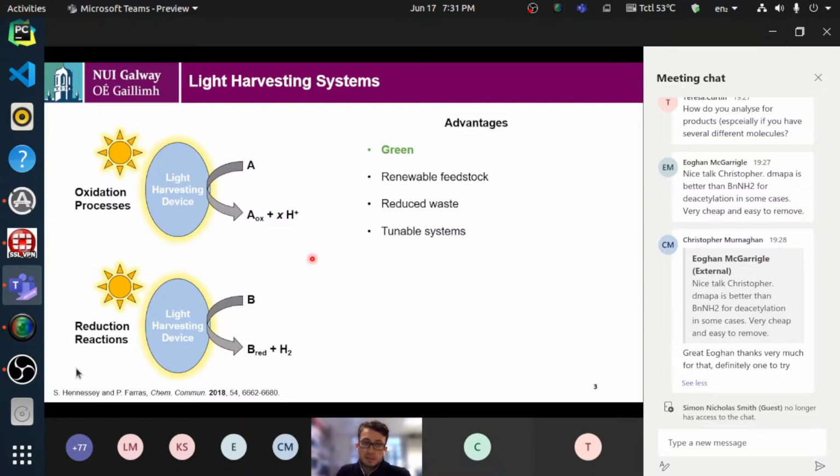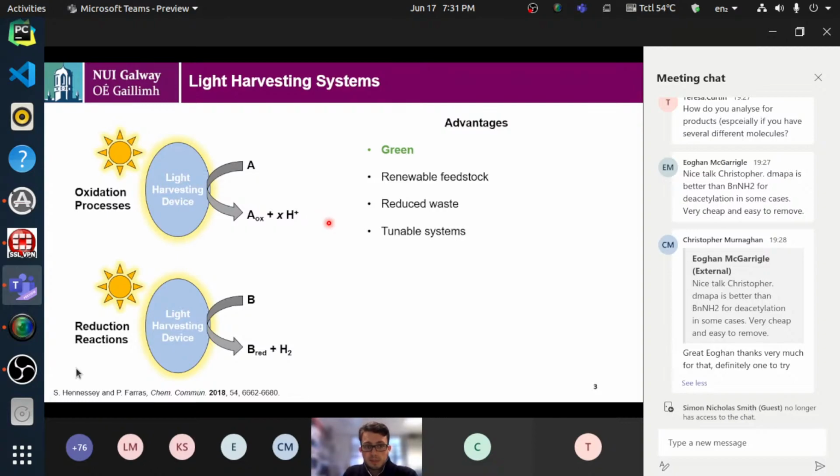And obviously these systems have good advantages, they being very green processes. They use renewable feedstock in the form of solar energy. They reduce waste, so they don't use organic solvents. We can use benign solvents such as water. And we can use tunable systems. So by attaching different catalysts to the devices, we can change the catalytic potential, the light harvesting potential, etc., to improve the catalysis of the system.